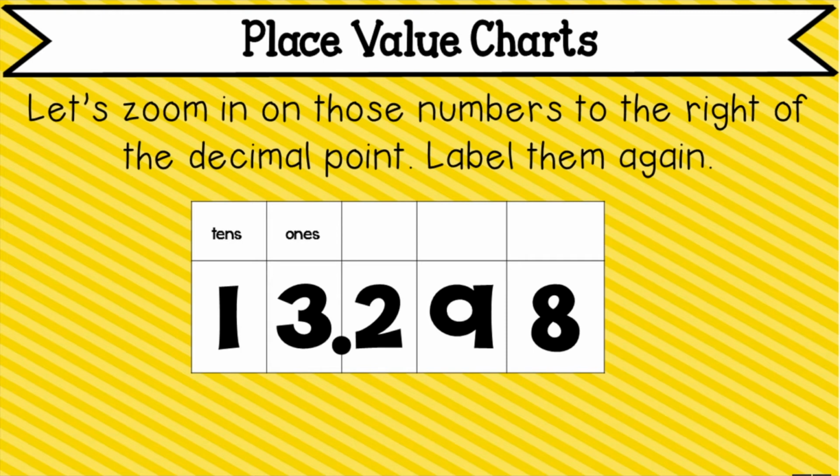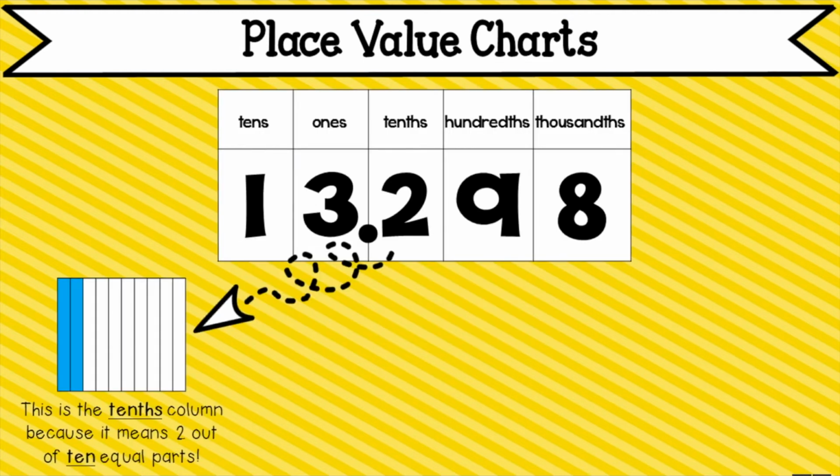All right, let's zoom in on these numbers to the right of the decimal point. We're going to label them again here. So you are not doing this on your chart. All right, we're just going to go over these again. Tenths, hundredths, and thousandths. This next part is extremely helpful, so you're going to want to make sure you're paying attention here.